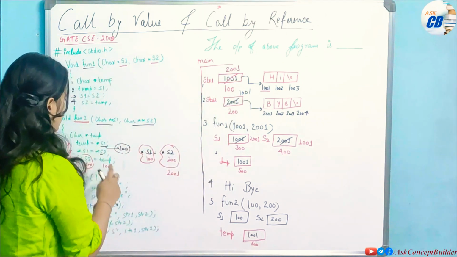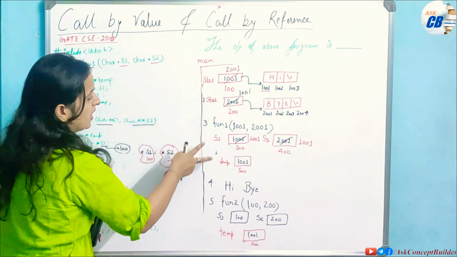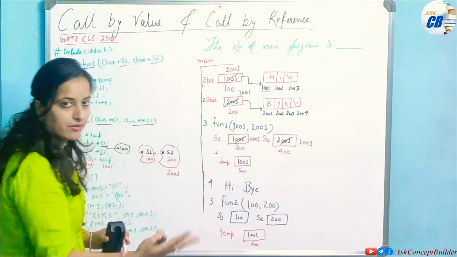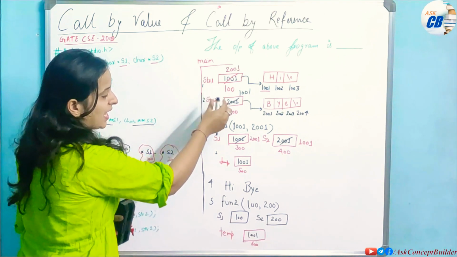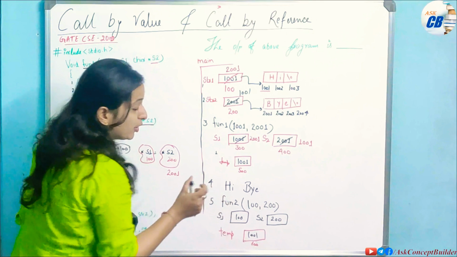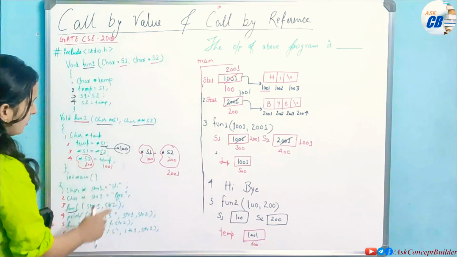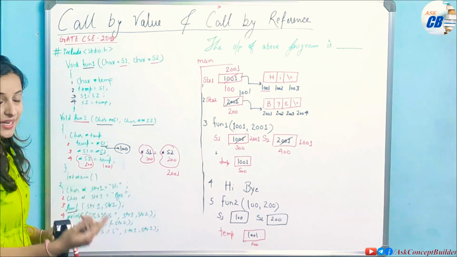So in this fun2, the values are changed, meaning the values are swapped. In fun1 also the values were changed, but they were changed internally in your fun1 function only. It has not reflected to the str1 and str2 which were in your main function. But here, in the fun2 function, we have passed the addresses of str1 and str2.